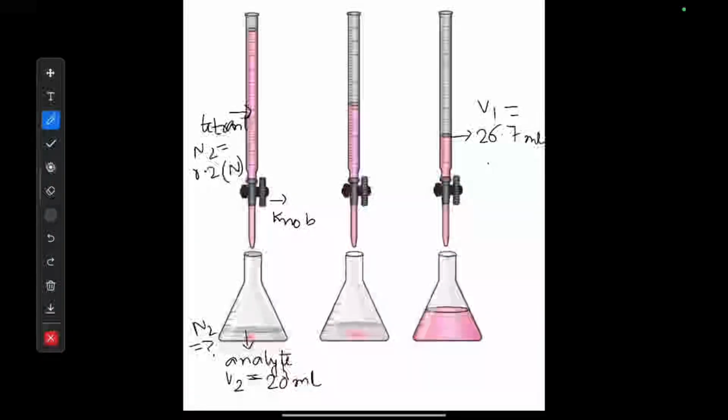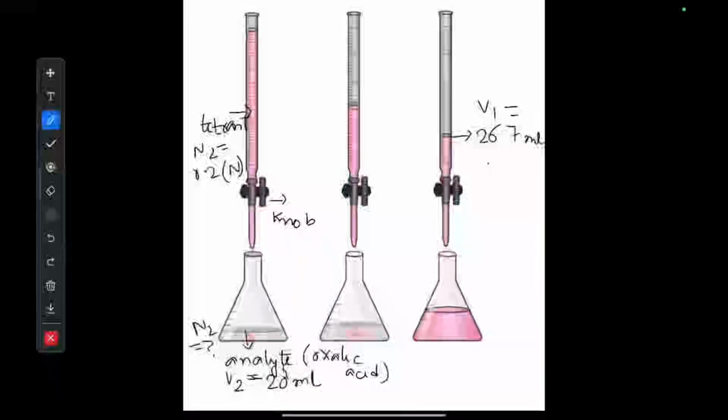In the conical flask, I have taken analyte. Say, for example, I have taken oxalic acid, whose concentration is not known to us. Suppose I have taken 20 ml of oxalic acid. How do you know it is 20 ml? Because you pipette that out. Pipette is another instrument. You pipette out the oxalic acid. Suppose you have taken 20 ml of it.